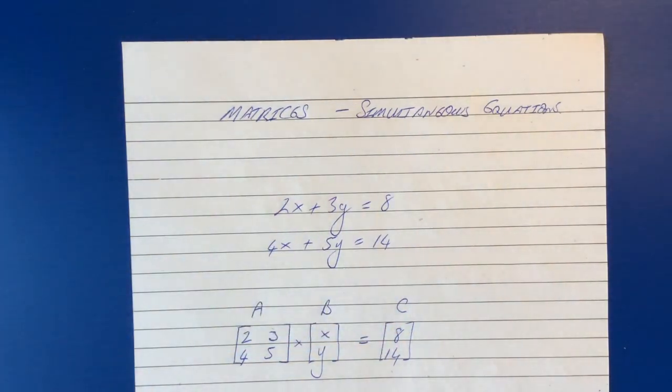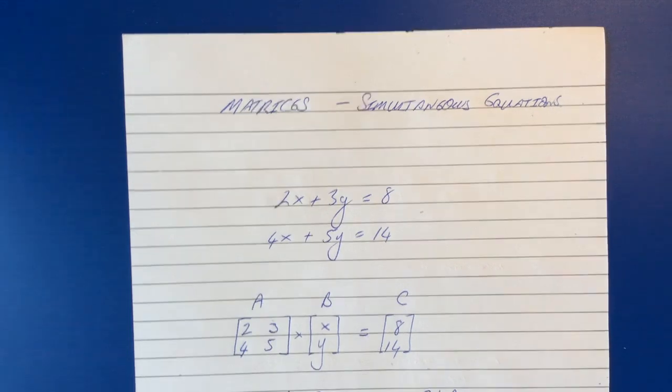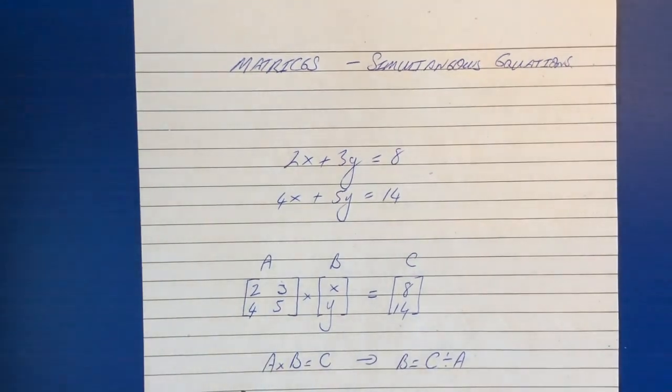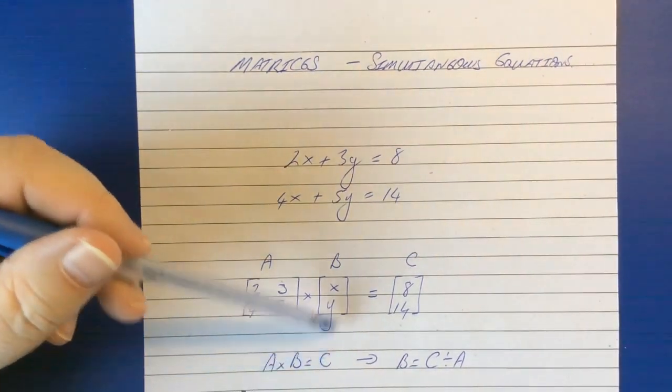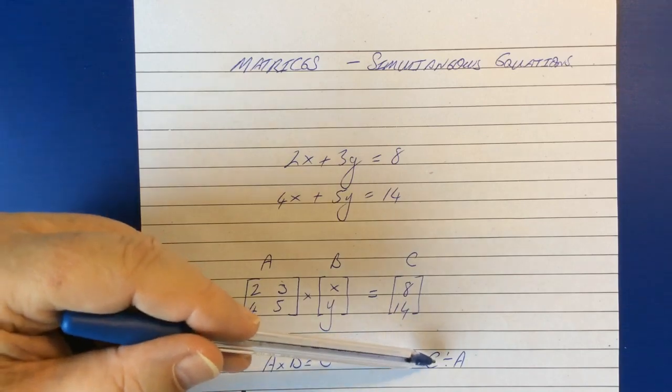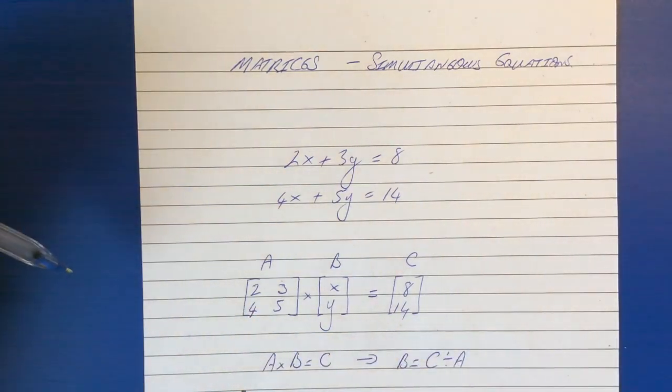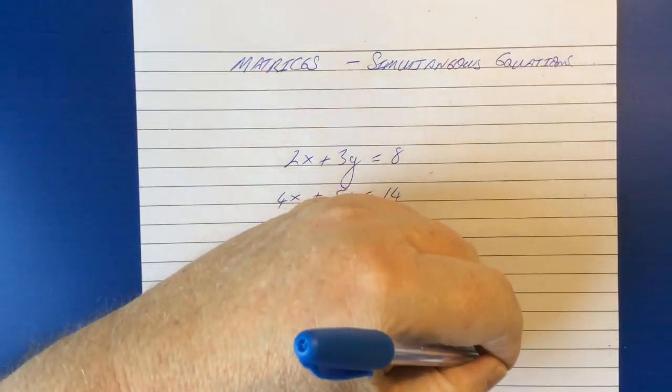Now, looking at this, we want to find out what x and y equal. Now, straightforward algebra would suggest the following. If a times b equals c, we can find b by dividing c by a. Problem. You don't divide using matrices. It doesn't happen. So what we have to do is we have to multiply by an inverse.